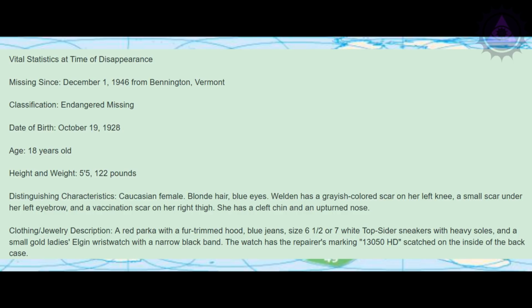Clothing, jewelry. Description: a red parka with a fur-trimmed hood, blue jeans, size 6.5 or 7 white topsider sneakers with heavy soles, and a small gold Ladies Elgin wristwatch with a narrow black band. The watch has the repairer's marking, 13050 HD, scratched on the inside of the back case.